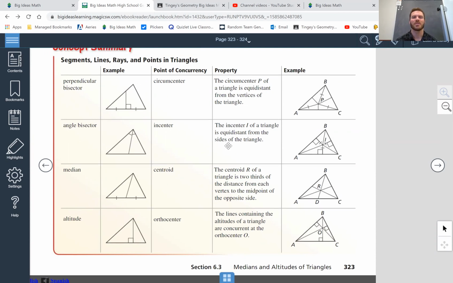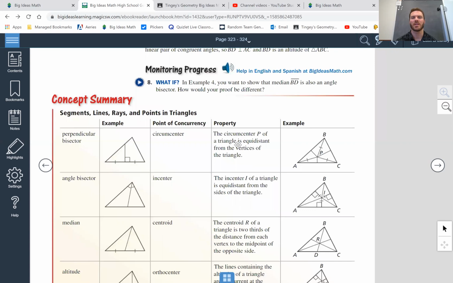Always have the core stuff, concept summaries, those kinds of things in your notes. Okay, so I'm going to end this video and do some examples for you guys.